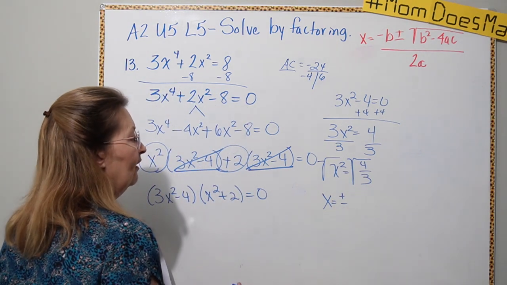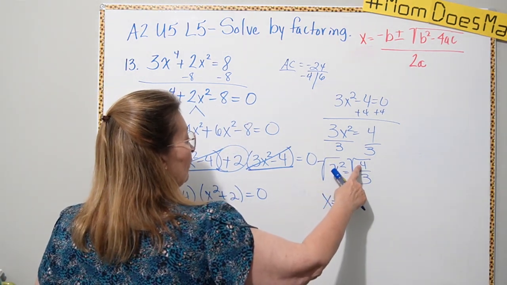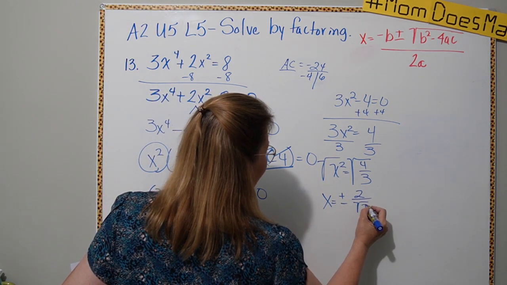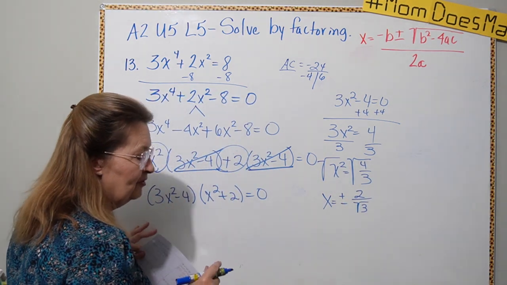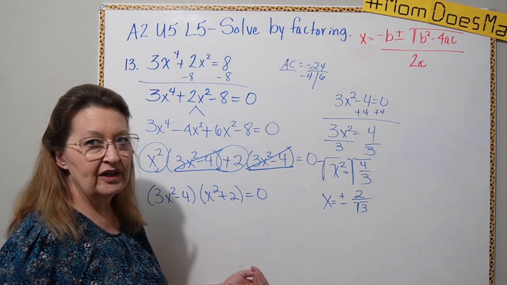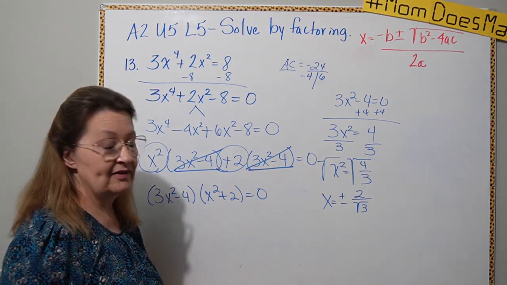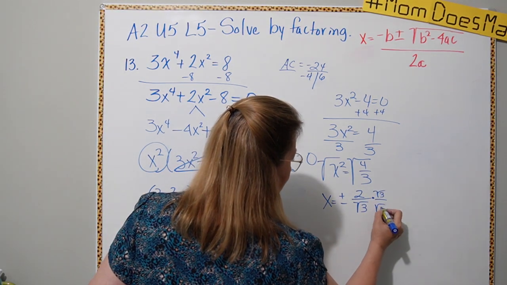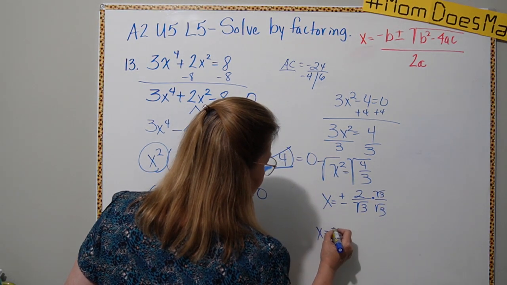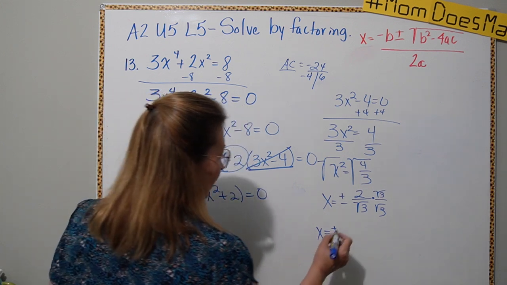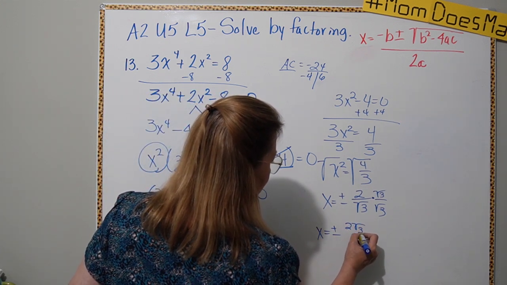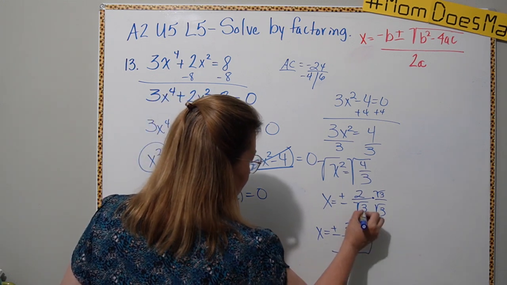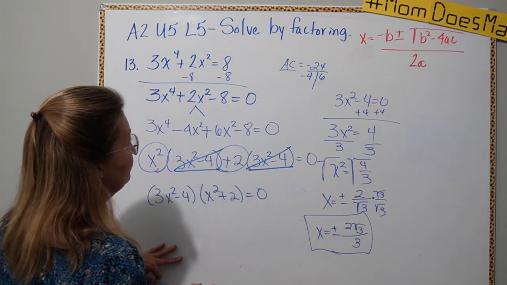All right, let's look at what we got. This 4, you can take the square root of 4, and that's just 2. But now I have a radical in my denominator. What do you do when you have a radical in your denominator? You rationalize it. So we're going to multiply by square root of 3 over square root of 3. And our first answer is going to be x equals plus or minus 2 square root of 3 over, square root of 3 times itself is 3. Okay, so there's the first one.